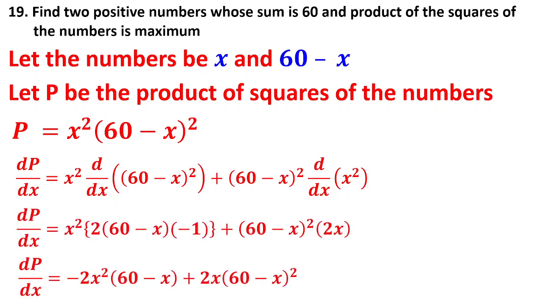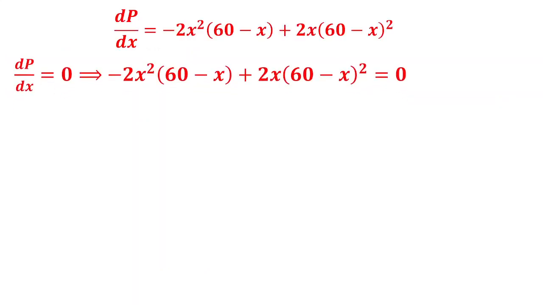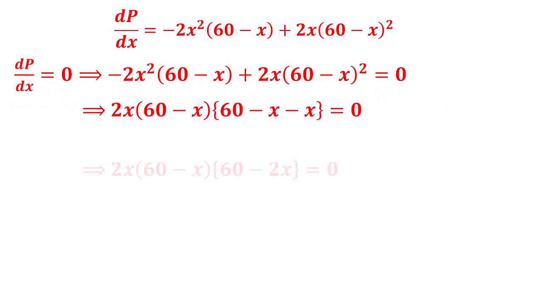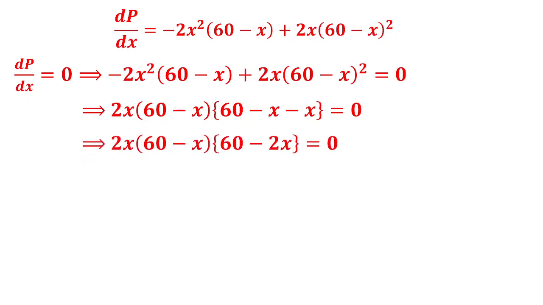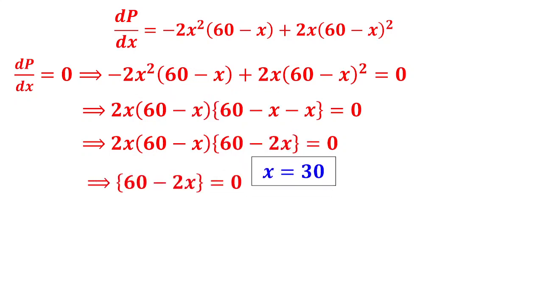I am simplifying it. It is minus 2x square into 60 minus x plus 2x into 60 minus x the whole square. I have to equate it to 0. When I equate it to 0, I have to take 2x into 60 minus x outside. I am getting 2x into 60 minus x into 60 minus 2x is equal to 0. And when you equate it to 0, x is 0, 60 minus x is 0 and 60 minus 2x is equal to 0. But 60 minus x cannot be 0. Therefore, only 60 minus 2x is equal to 0, x is equal to 30.